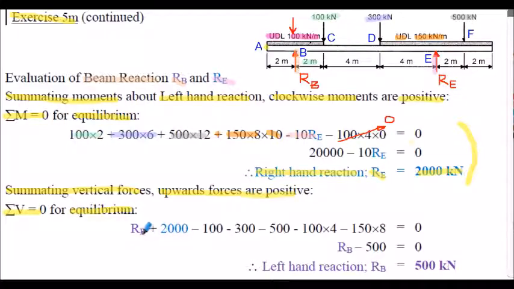So my upward force, I've got RB up and RE, which is calculated above up, that's 2000. Down I've got the negative 100 kilonewtons, the negative 300 kilonewtons, the negative 500 kilonewtons. I have my 100 kilonewtons per meter UDL, which is applicable here, multiplied by 4 meters, it spans over 4 meters, that's coming down, so that's negative. And I have my 150 kilonewtons per meter, that's multiplied by 8 meters, it runs over 8 meters. So that's a negative value in the equation, 150 multiplied by 8. Evaluating left-hand reaction, RB, that's 500 kilonewtons. Again, I'd encourage you to check the calculations.